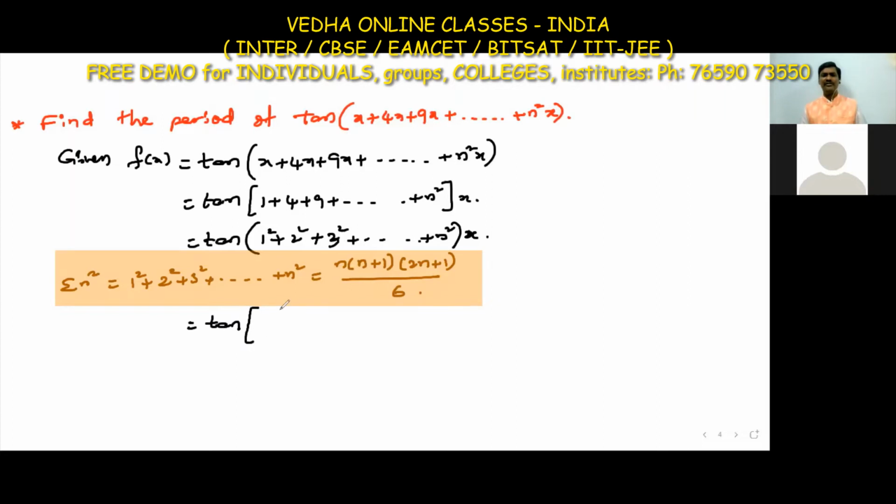So tan of 1 square plus 2 square plus 3 square. This is the sum of squares of the natural numbers. We are squaring all the natural numbers. For finding the total, this is the formula: n into n plus 1 into 2n plus 1 by 6, into x here. Now it is in the form of tan of ax plus b, where b may be 0.